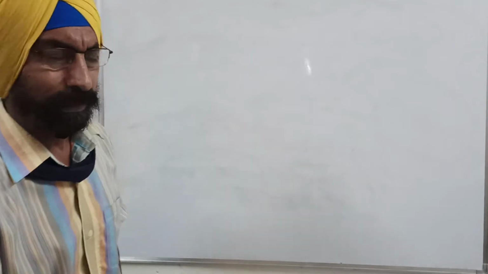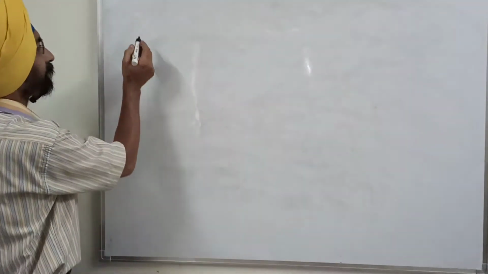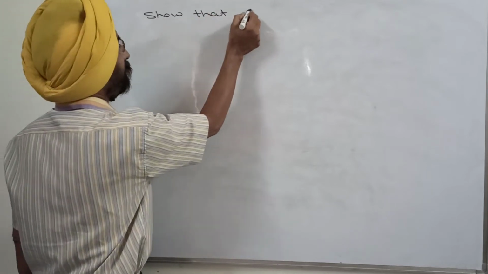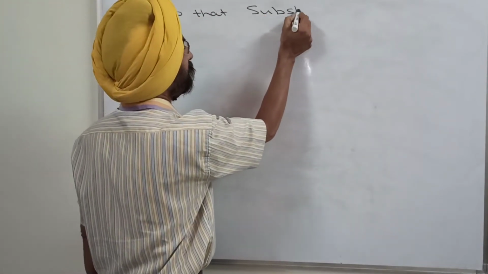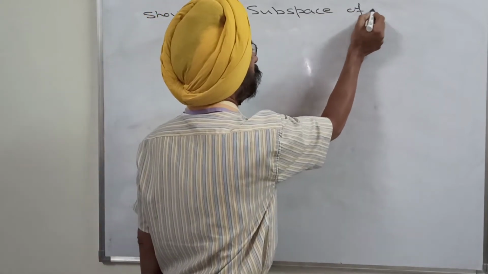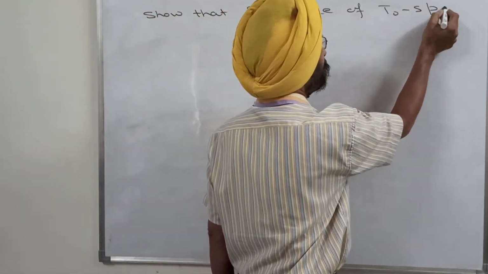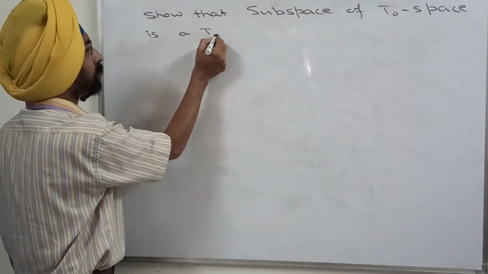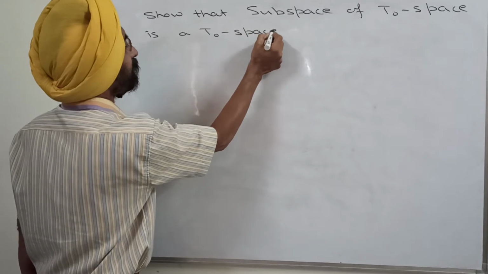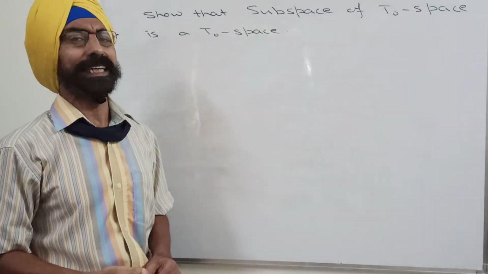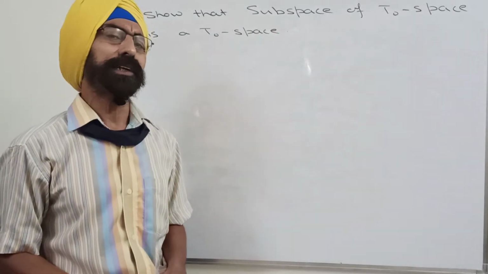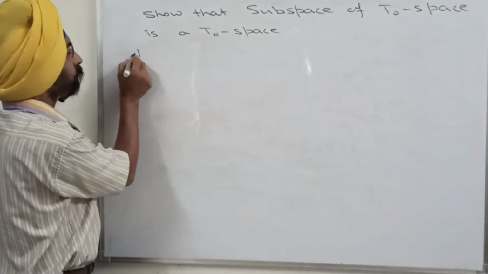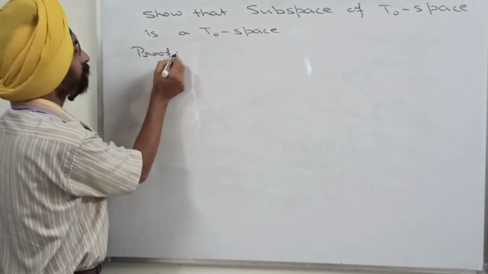Then we will take one theorem from T0 spaces. The theorem is: show that a subspace of a T0 space is a T0 space. That means the property of being a T0 space is a hereditary property. Okay, now we'll move on to the proof of this theorem.